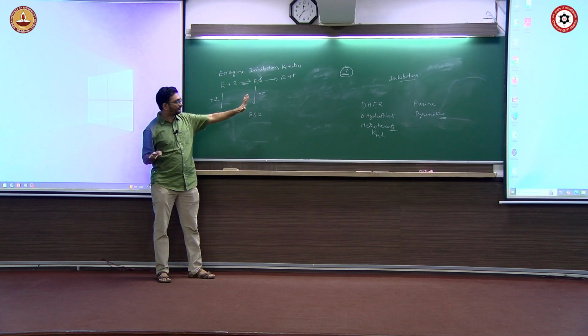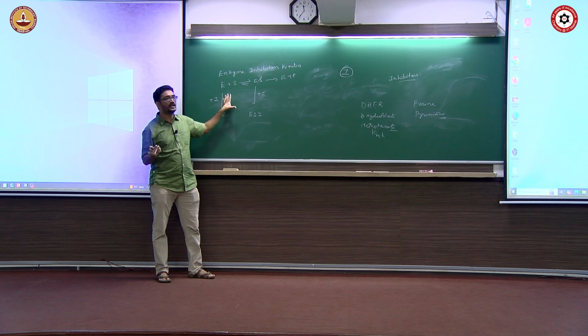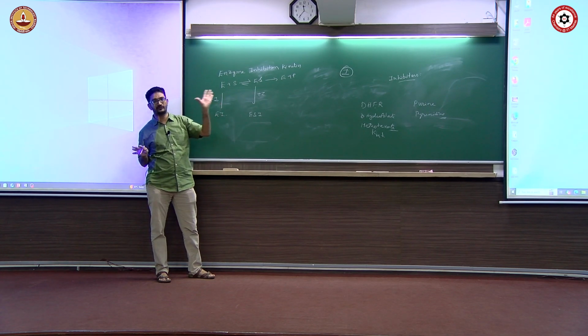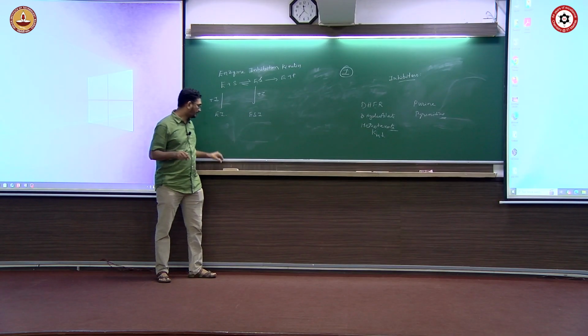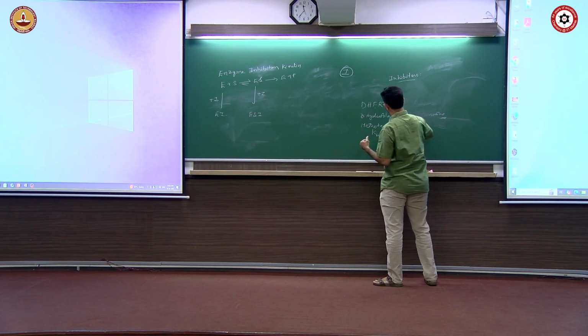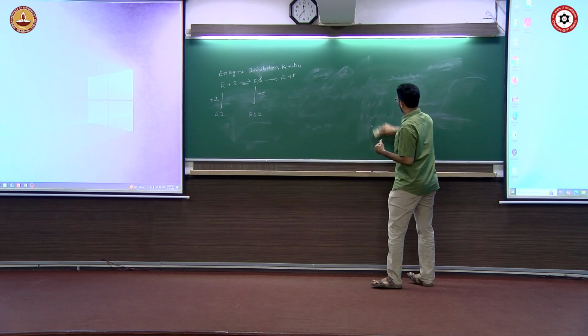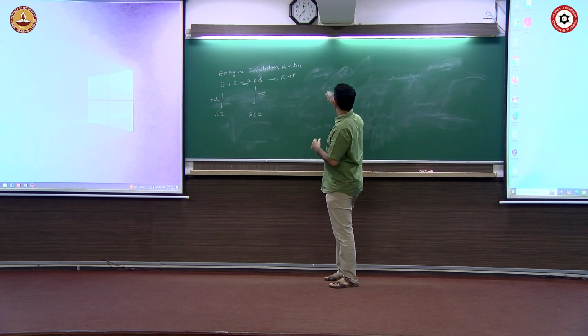Now that you have understood why it is important to look at enzyme kinetics, we will see how the equation for the enzyme inhibition kinetics is different from the enzyme kinetics. Now what is the total concentration of the enzyme? E0. What is total E0?